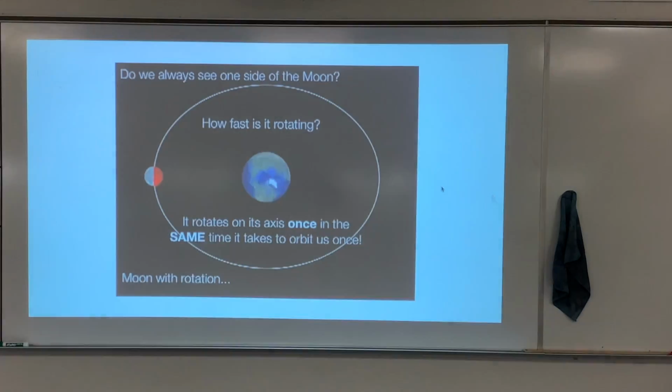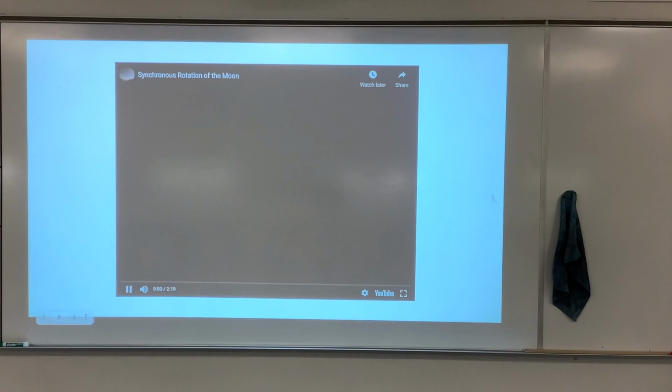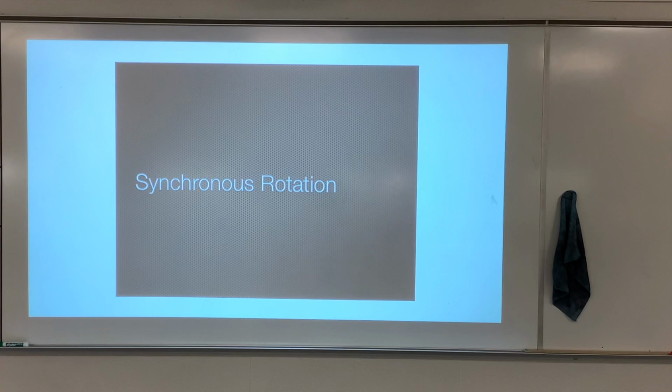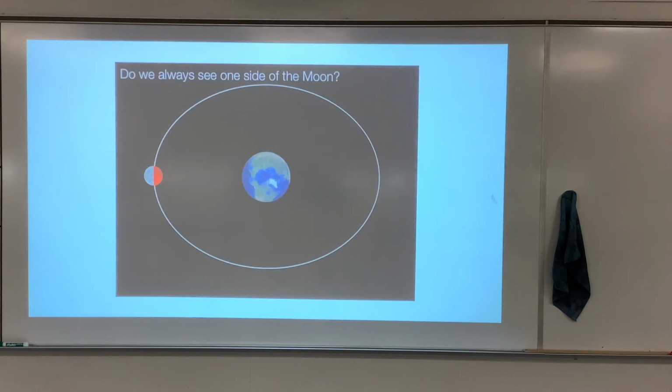All right, let's check out that video. So again, first it's showing us what the moon would do if it didn't rotate at all. So if the moon doesn't rotate, we still end up seeing all sides of it just because of the way it goes around the Earth.